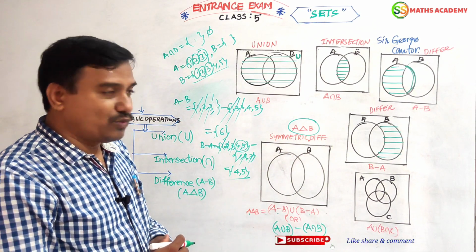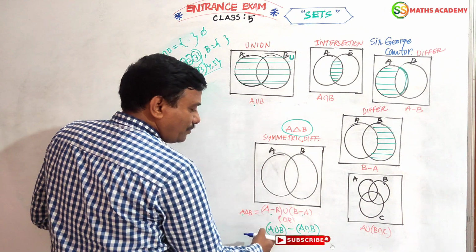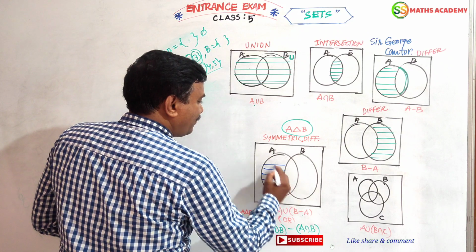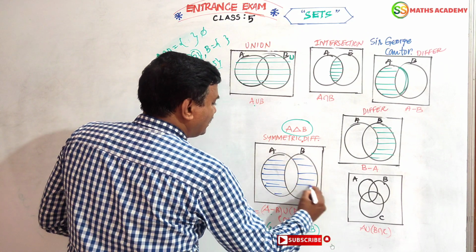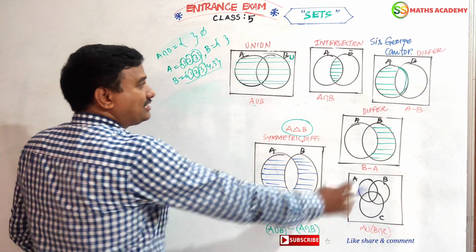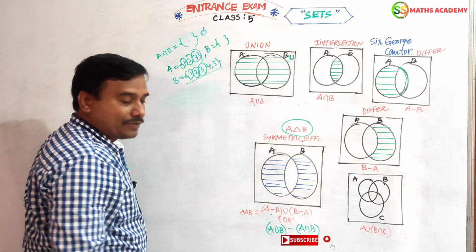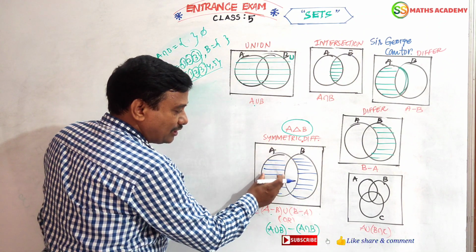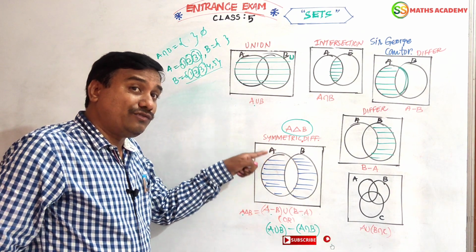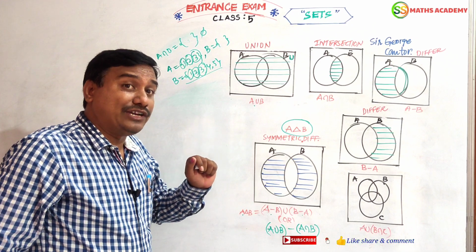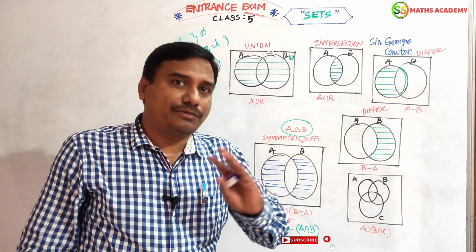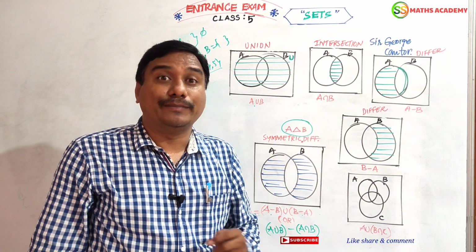How can we represent this one? Simple. A union B minus A intersection B means like this. Shade only A and only B, leave the intersection position. You have to leave the middle position. Only the middle part is called A intersection B. You are doing here A minus B or B minus A, nothing but only A, only B. This is the Venn diagram showing the symmetric difference A delta B.